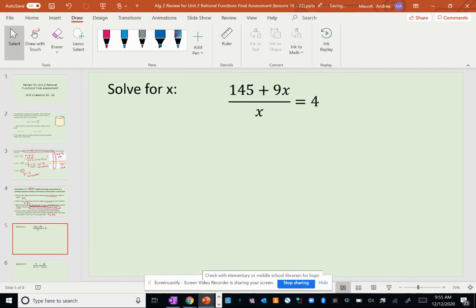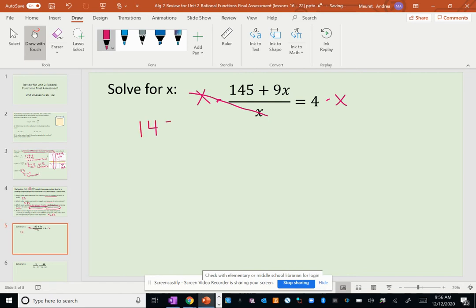Okay, the last couple of problems here are solving. So we're going to be solving some rational equations. And remember that to solve a rational equation, you always want to eliminate the fractions by multiplying by denominators. So for this first one, I see the 145 plus 9x is being divided by x. So we will start and undo the divide by x by multiplying by x. And so that eliminates this fraction completely.